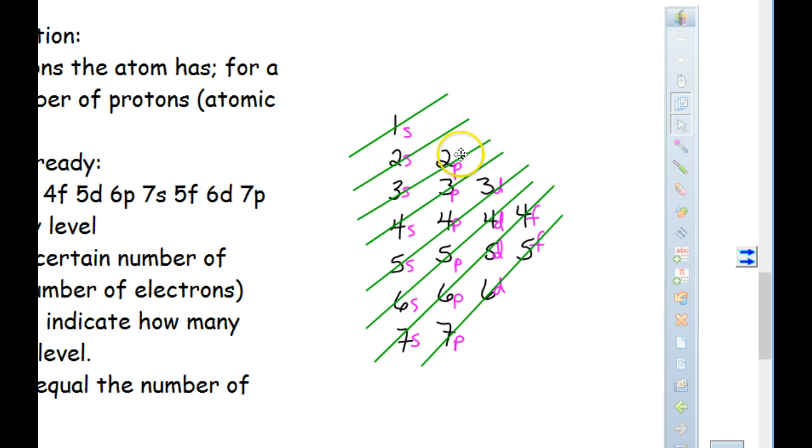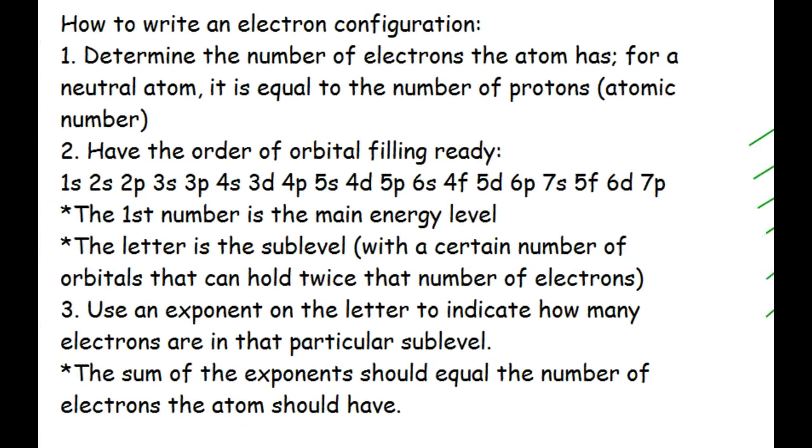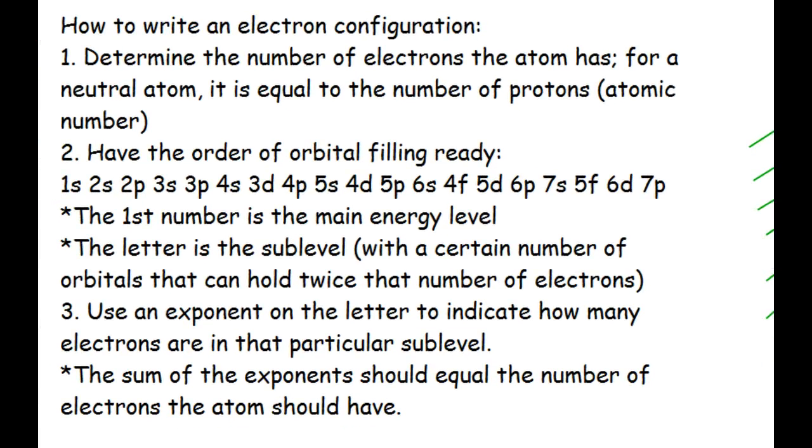1s, 2s, 2p, 3s, 3p, 4s, 3d, 4p, 5s, 4d, 5p, 6s, 4f, 5d, 6p, 7s, 5f, 6d, 7p. That is the exact same order as what is written over here. So you need to memorize that so that you have that order, write it out, so then you can go on to do the rest of the electron configuration.